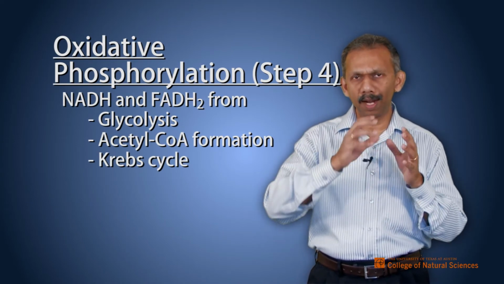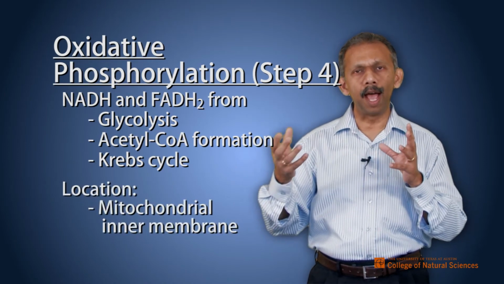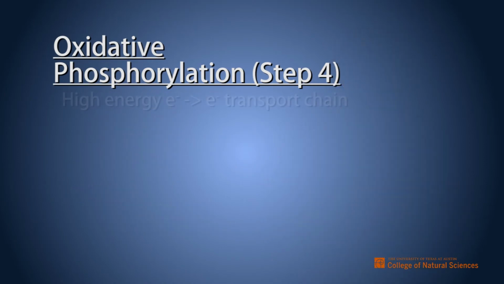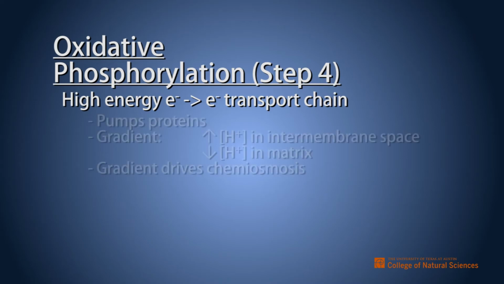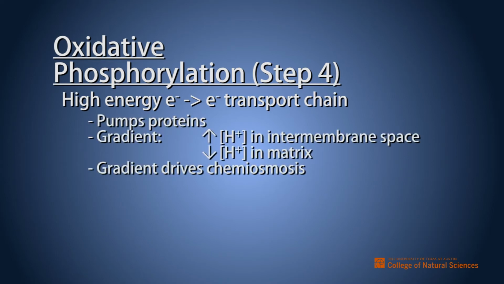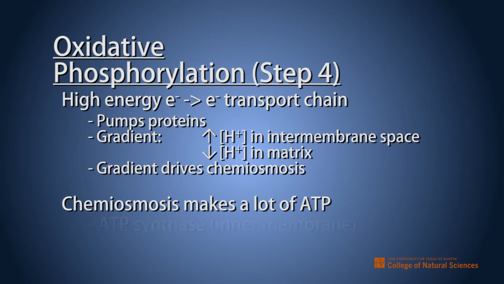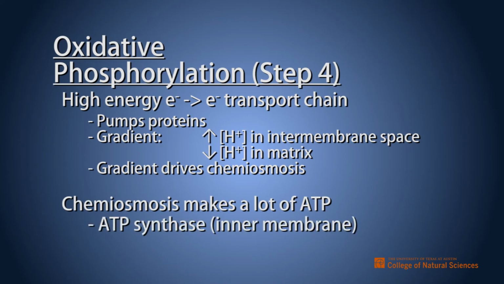Oxidative phosphorylation happens on the inner membrane of the mitochondrion, and the NADH and FADH2 give all the electrons that they extracted from the high energy molecules that we consume as food. That electron transport happening in the electron transport chain allows protons to be pumped into the intermembrane space of mitochondria. So it creates a gradient of high proton concentration in the intermembrane space and low proton concentration in the matrix, and the protons come back through a process called chemiosmosis. That is what makes a lot of ATP by the enzyme ATP synthase located on the inner membrane of mitochondria.